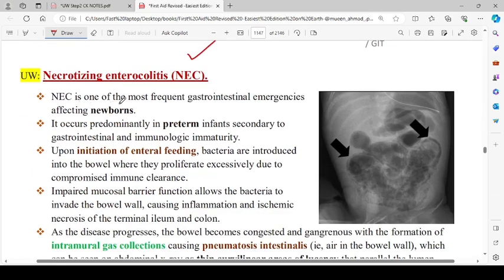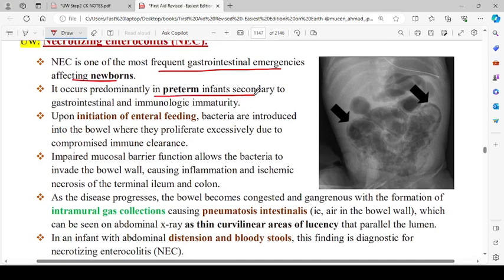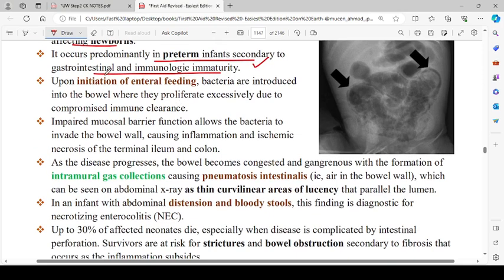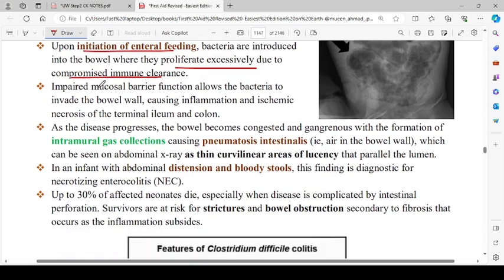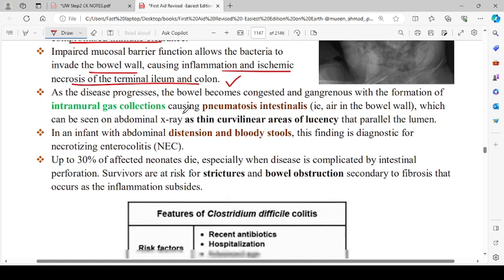Necrotizing enterocolitis is one of the most frequent gastrointestinal emergencies affecting newborns. It occurs predominantly in preterm infants, secondary to gastrointestinal and immunologic immaturity. Upon initiation of enteral feeding, bacteria are introduced into the bowel, where they proliferate excessively due to compromised immune clearance. Impaired mucosal barrier function allows the bacteria to invade the bowel wall, causing inflammation and ischemic necrosis of the terminal ileum and colon.